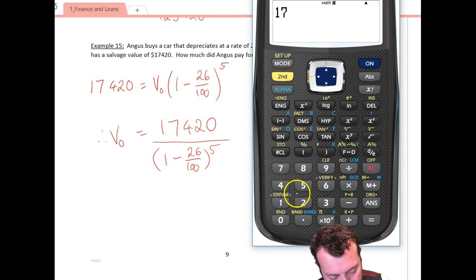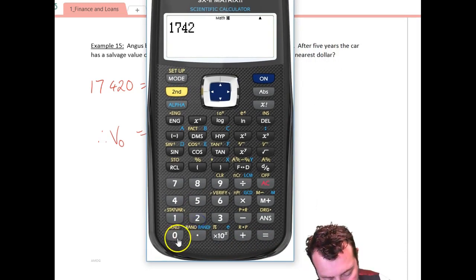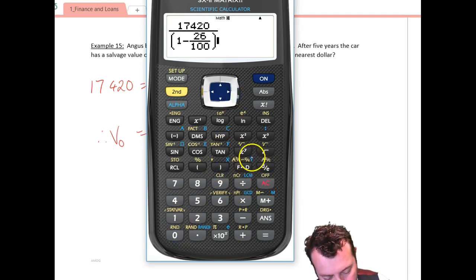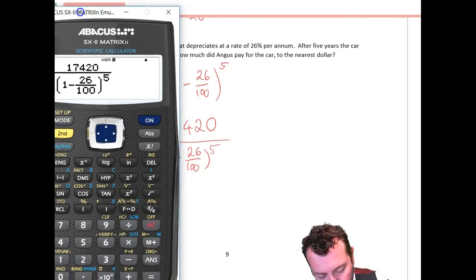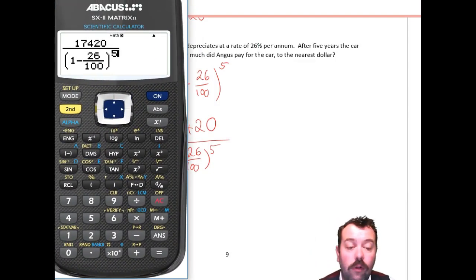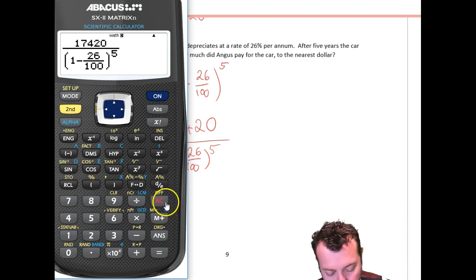I've got 17,420 over, bracket, 1 minus, 26 over 100, bracket, to the power of 5. Okay, really important that what's typed in there closely matches the expression that we wrote down. It's fairly easy to get that wrong, to multiply by 5 instead of raising it to the power of 5 or something like that. So be careful, pause, have a look, make sure that you have typed that in correctly, because certainly you'll see me making that mistake from time to time.